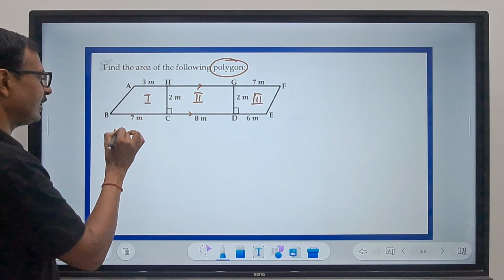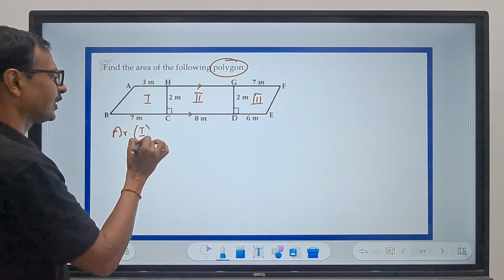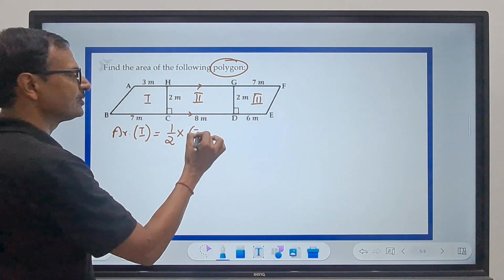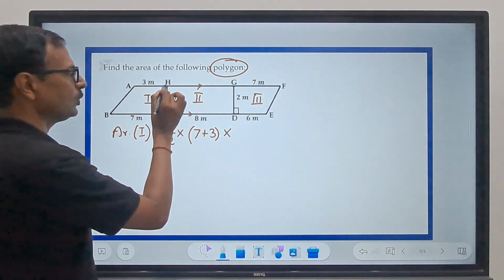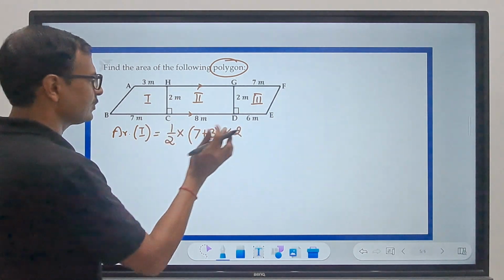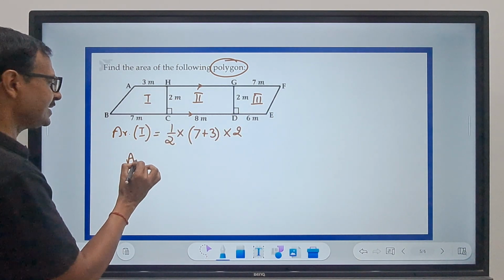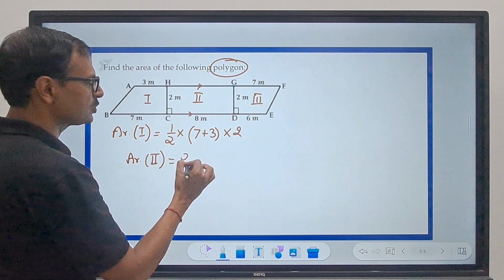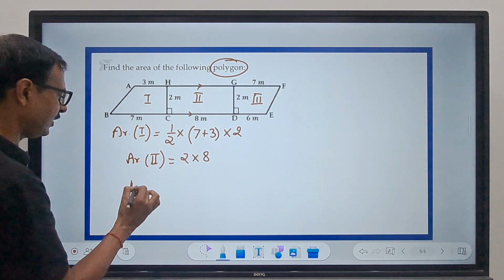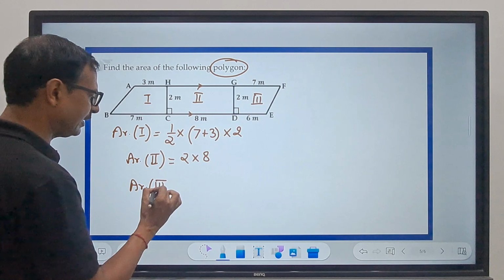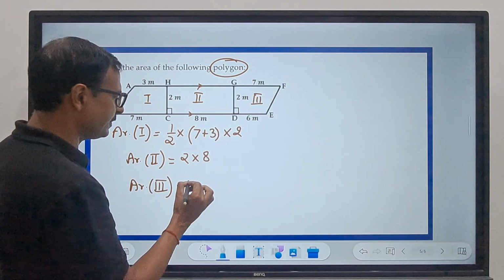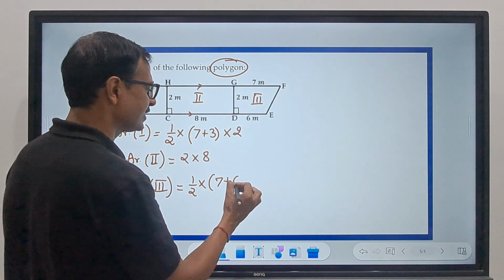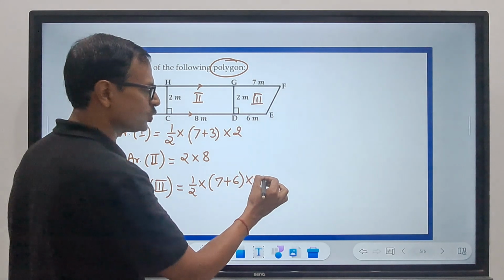How do you find the area of the first figure? You know that it is half of the sum of bases. The bases are 7 and 3. So half of 7 plus 3 times the altitude. The altitude is 2. This will be the area of the first figure. Likewise, the area of the second figure will be, this is a rectangle, simple, 2 times 8. And the area of the third figure will be again a trapezium, so half into the sum of bases 6 and 7. So 7 plus 6 times the height, again 2.